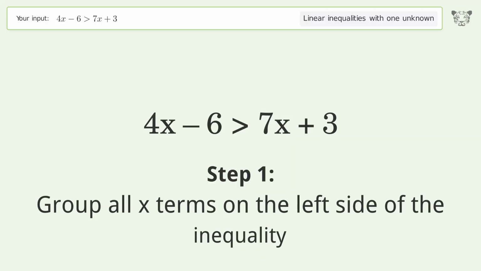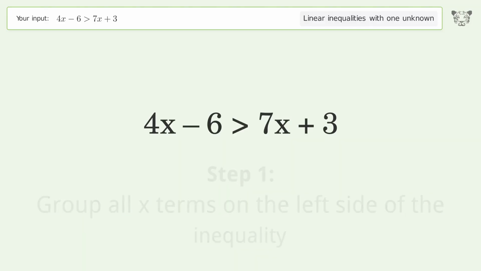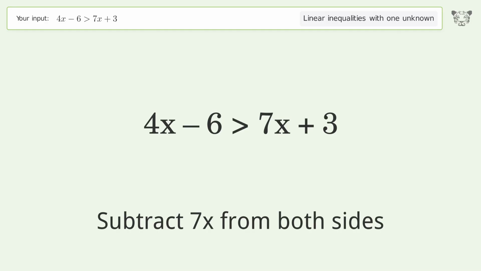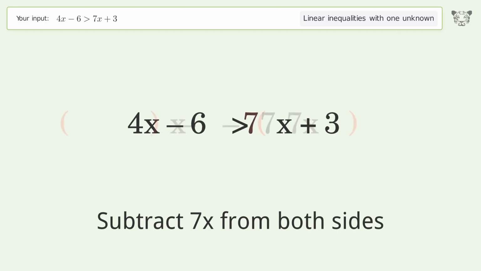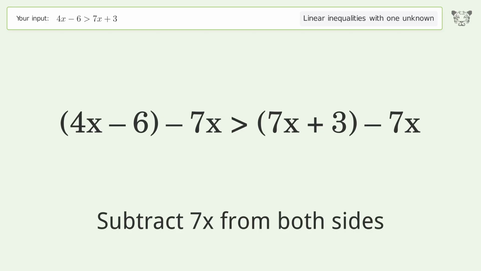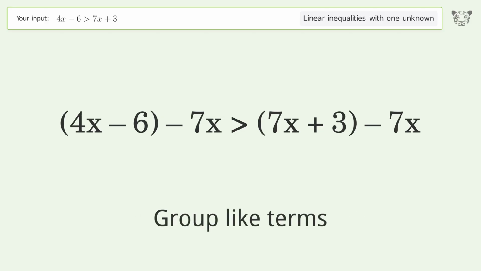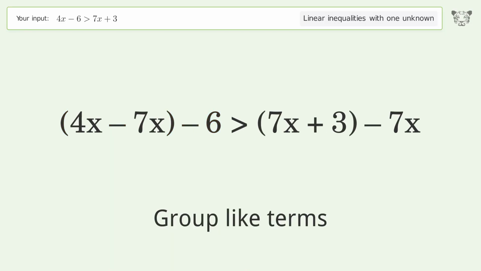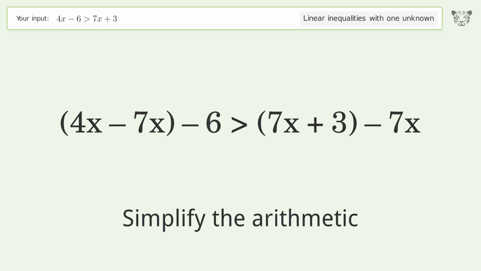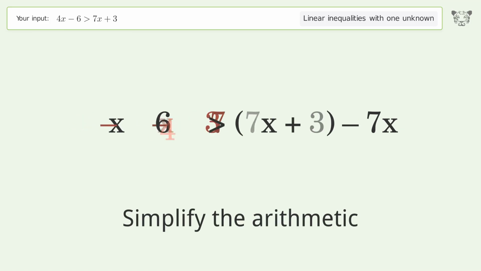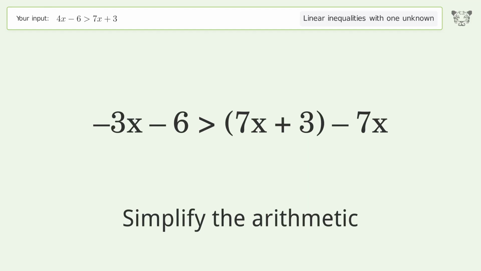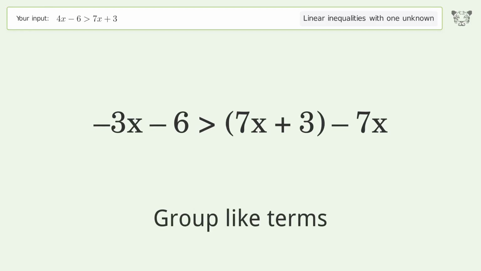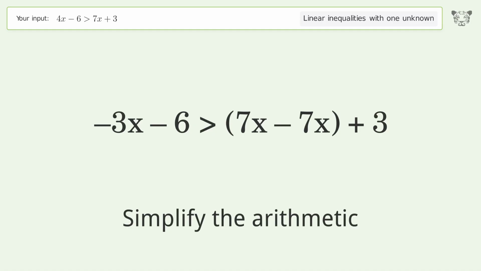Group all x terms on the left side of the inequality. Subtract 7x from both sides. Group like terms. Simplify the arithmetic. Group like terms. Simplify the arithmetic.